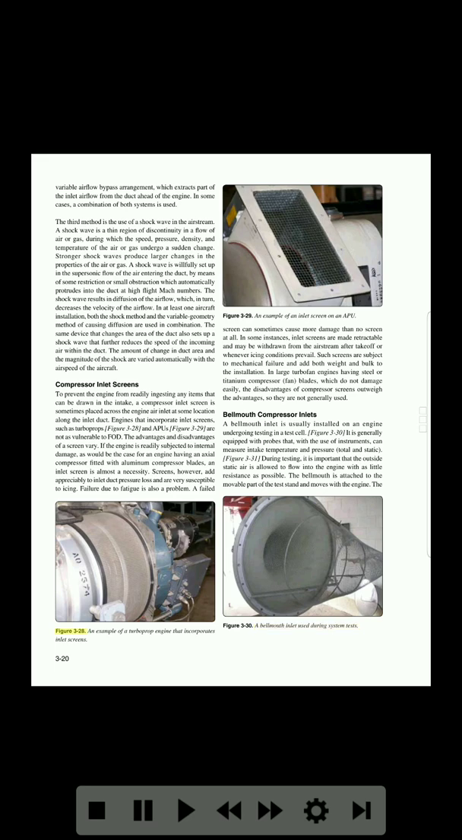Figure 3-28. An example of a turboprop engine that incorporates inlet screens. 3-20.